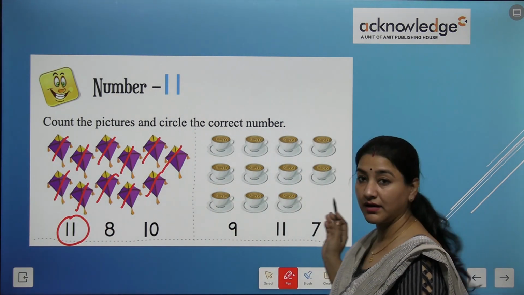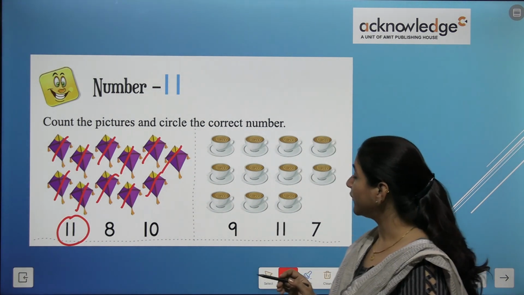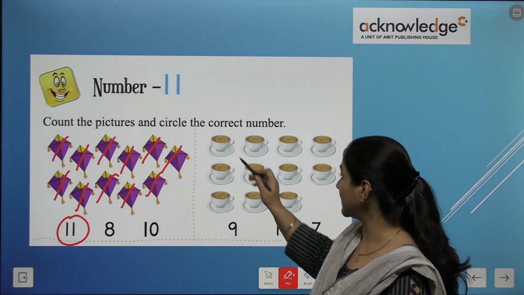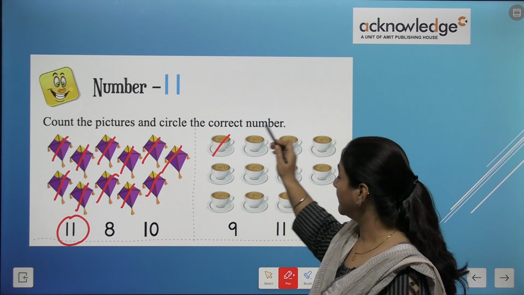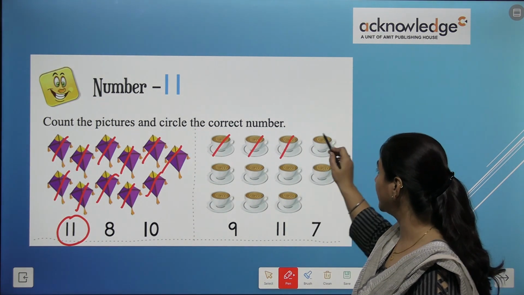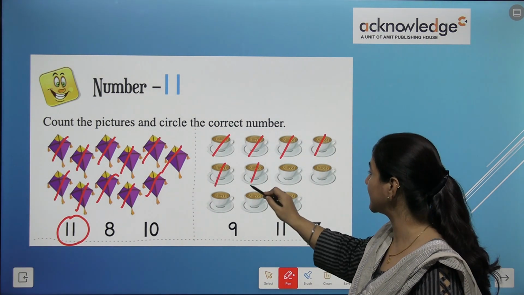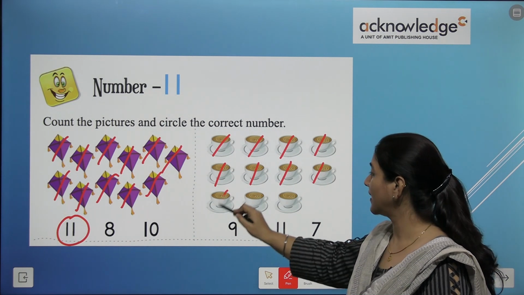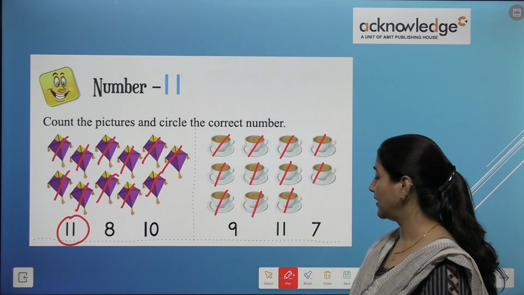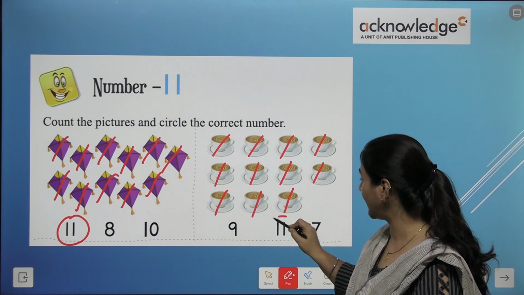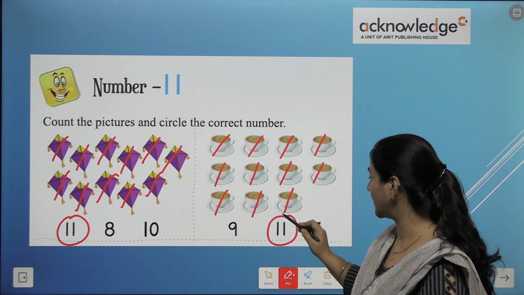Now here are the cups of tea. So we have to count first. 1, 2, 3, 4, 5, 6, 7, 8, 9, 10, 11. Now, here it is, number 11. So, we have to circle on it.